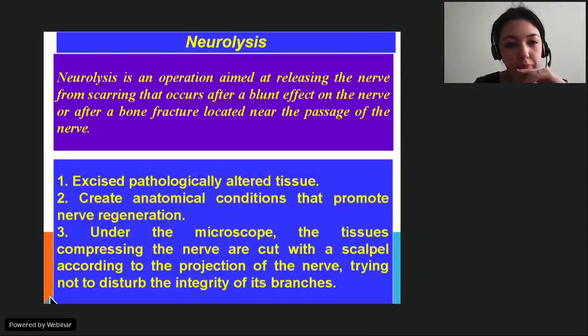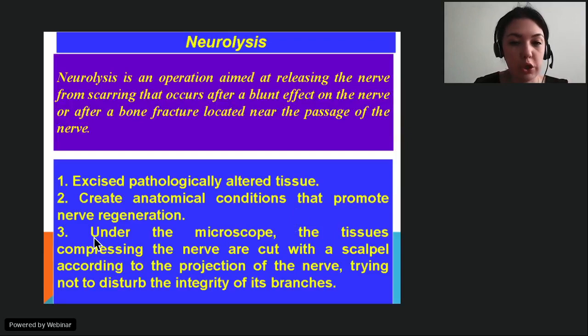Neurolysis. Neurolysis is an operation aimed at releasing the nerve from scarring that occurs after a blunt effect on the nerve or after a bone fracture located near the passage of the nerve. So how to do it? We excise pathologically altered tissue and create anatomical conditions that promote nerve regeneration.